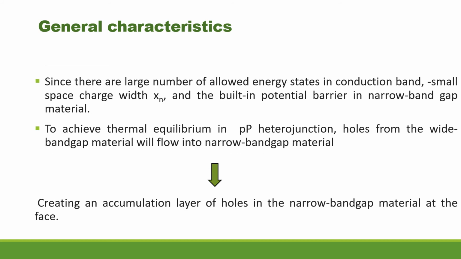Since there are a large number of allowed energy states in the conduction band, we expect a small space charge width xn and built-in potential barrier in the narrow bandgap material. To achieve thermal equilibrium in a pP heterojunction, holes from the wide bandgap material will flow to the narrow bandgap material. This creates an accumulation layer of holes in the narrow bandgap material at the interface.